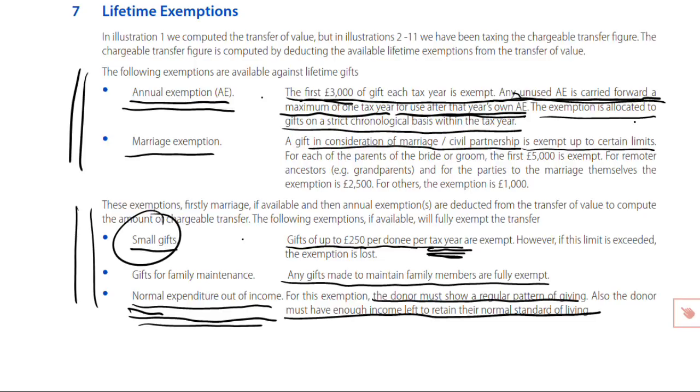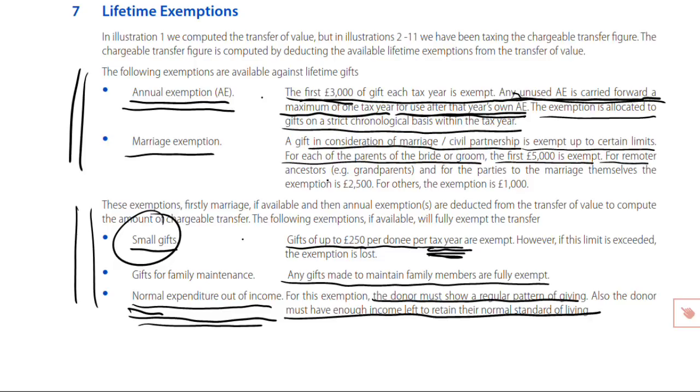Now again, it depends on the relationship of the donor to the donee. Remember, IHT is a donor-based tax. So for each of the parents of the bride or groom, a parent of the bride or groom can give to their child £5,000. Now they can give whatever they like. I'm sure the child would be very happy to take more, but the first £5,000 of such a transfer of value is covered by the marriage exemption.